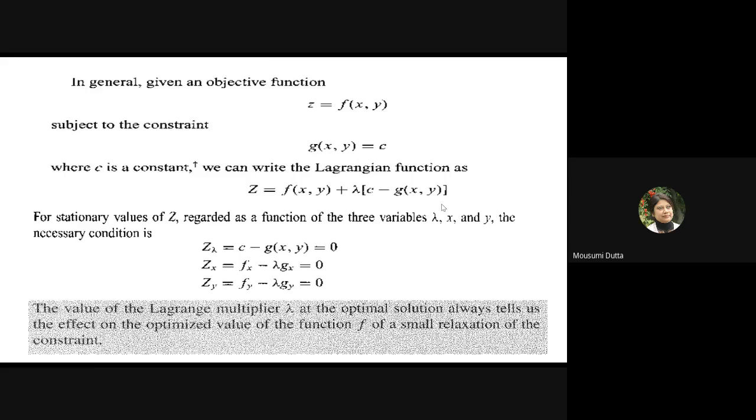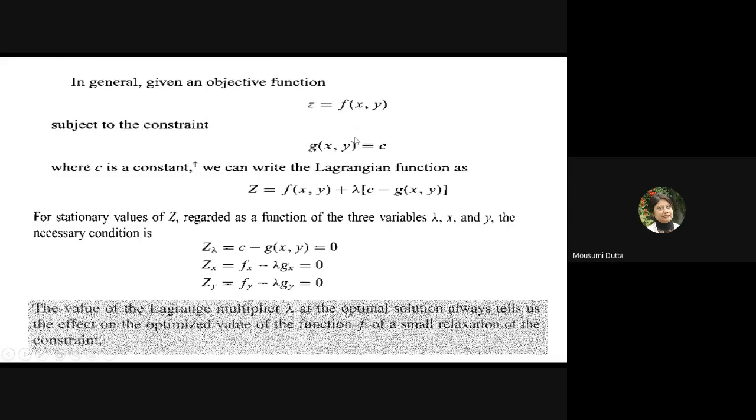Rather, we have to optimize subject to the constraint. Now, mathematically, how will we do this? This is the objective function: Z is equal to f of xy. This is the objective function, and we need to optimize it subject to the constraint, say g of xy is equal to c.